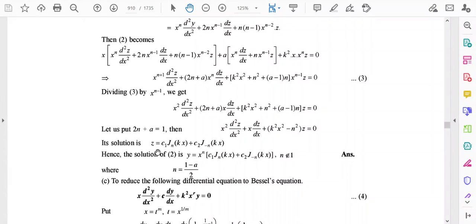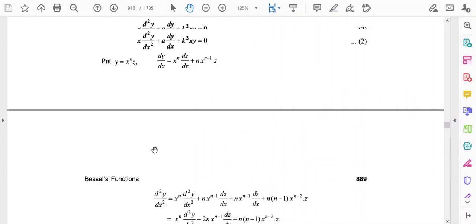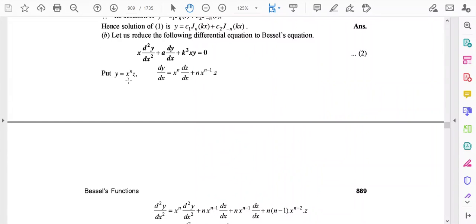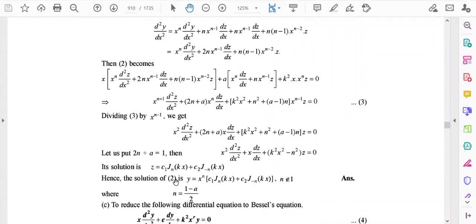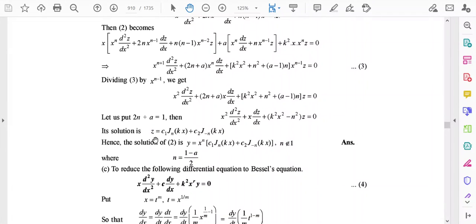Now as the left hand side is z, and we have assumed that y is equal to x to the power n into z, so in place of z, we are writing in this way, that is y is equal to x to the power n, because z is equal to y by x to the power n. So y is equal to x to the power n into c1 Jn kx plus c2 J of minus n kx. This is the solution of the equation number 2, where n is equal to 1 minus a by 2, because we have assumed 2n plus a is equal to 1.